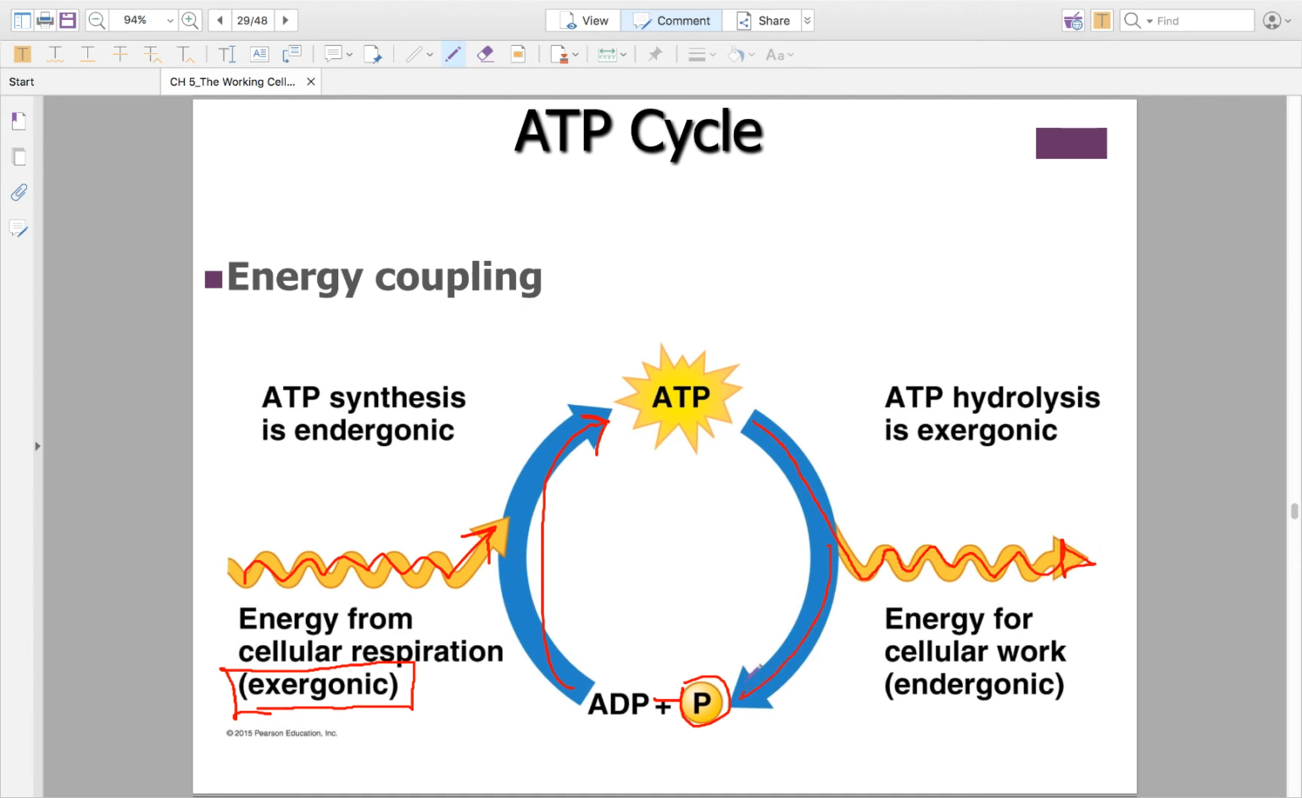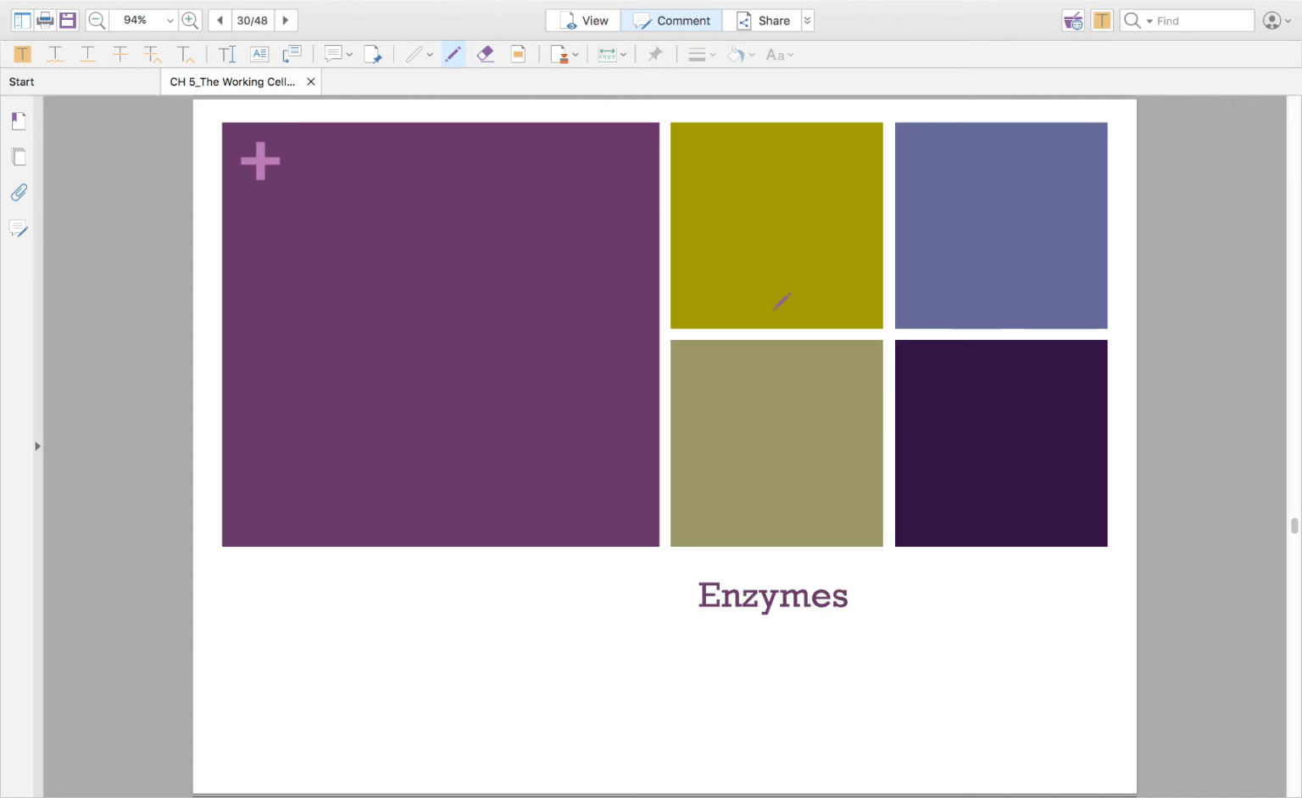And then it goes on. The ADP is recycled over and over. This is called energy coupling. Sorry, I crossed that out, but make sure you know that. All right, guys, the next part of this is enzymes.